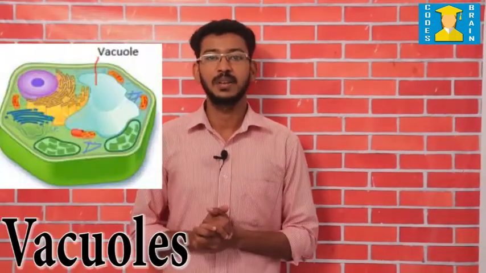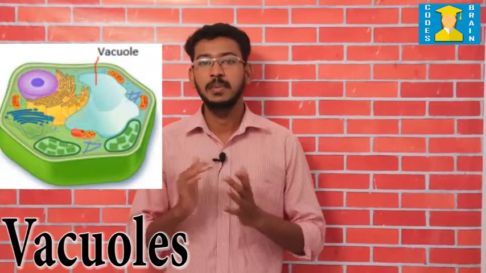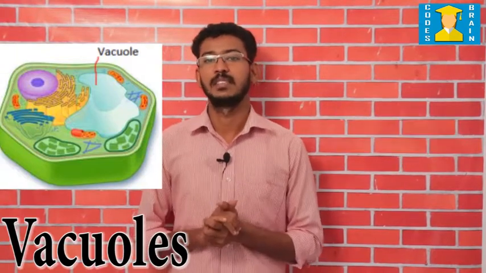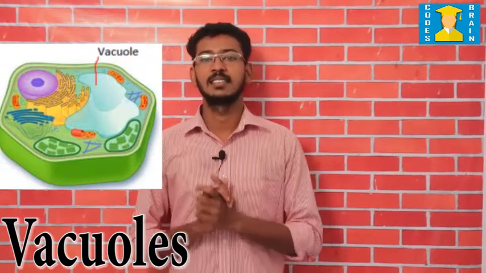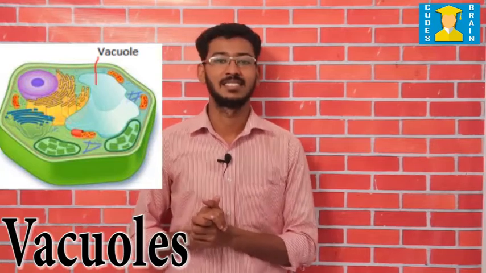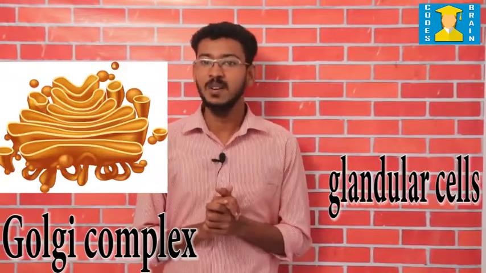The next one is vacuoles. These are enclosed by the special membrane called tonoplast. They store water, salts and some excretory materials. The next one is Golgi complex. These are extensively found in glandular cells. Enzymes, hormones, mucus, etc. These are stored and distributed.